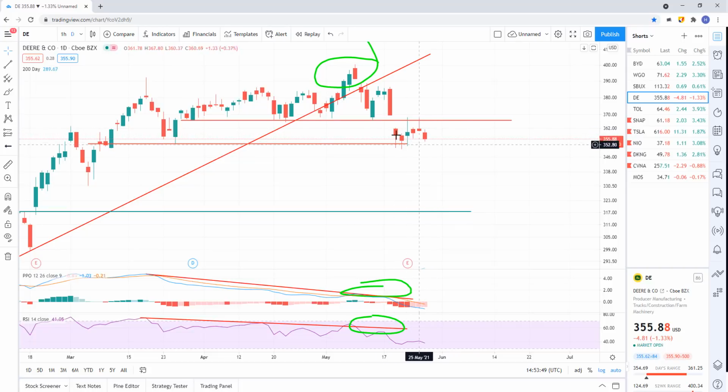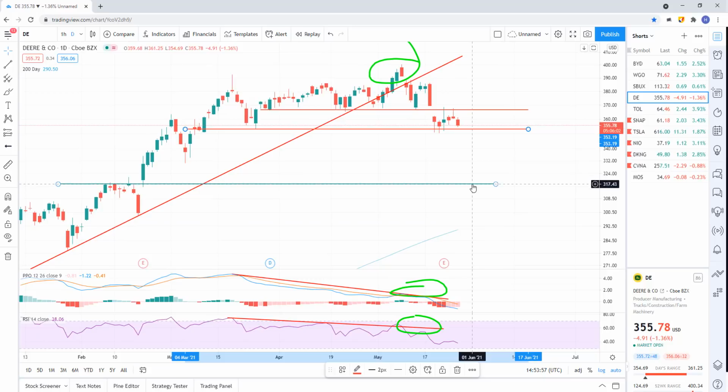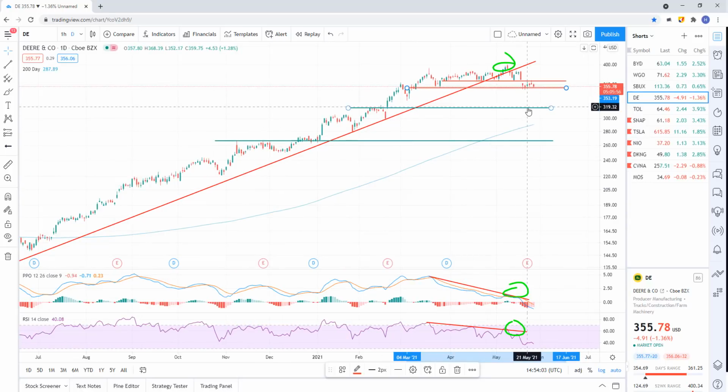Still kind of chopping sideways. We got support right about here at about 353.20. Once that goes, I think this is a pretty swift move down to, you know, right about 317.50. And then the 200-day, if we break that, we're heading down to 266.76. All right, so those are the levels on that one.